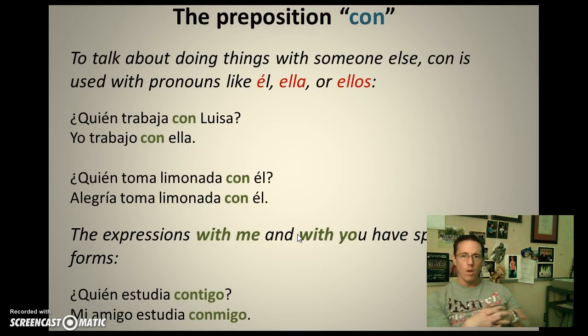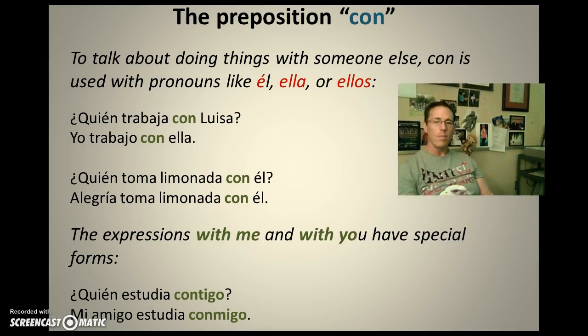A little bit of note about the preposition con, means with. To talk about things with someone else, con is used with pronouns like él, ella, or ellos. So, for example, ¿Quién trabaja con Luisa? Who works with Luisa? Well, yo trabajo con ella. I work with her. ¿Quién toma limonada con él? Who drinks lemonade with him? Alegría toma limonada con él. Alegría drinks lemonade with him.